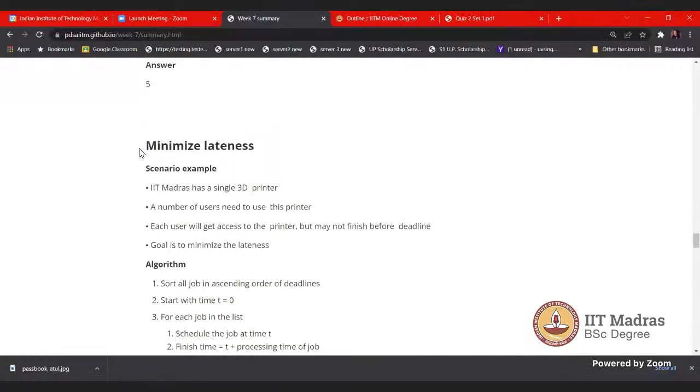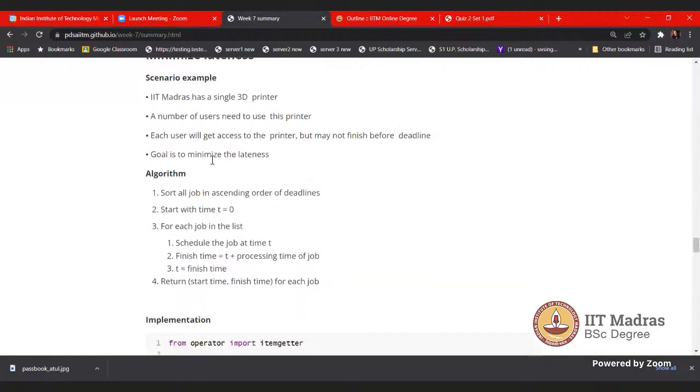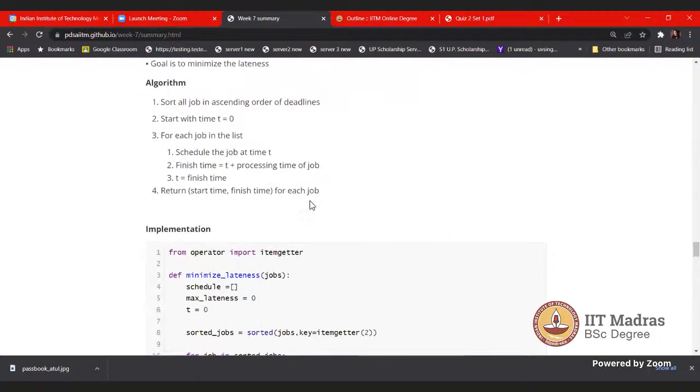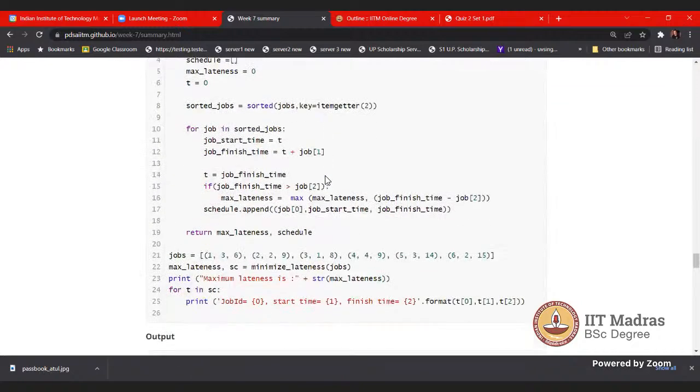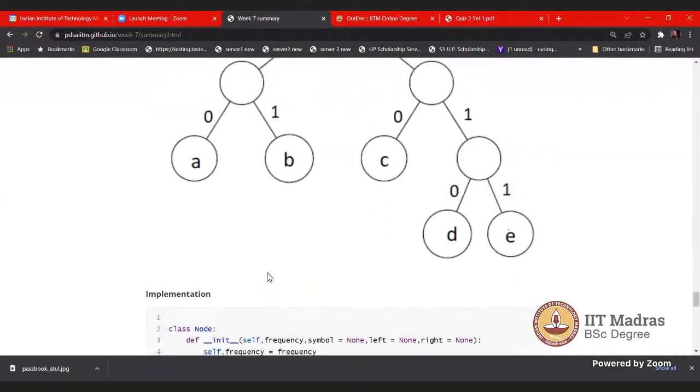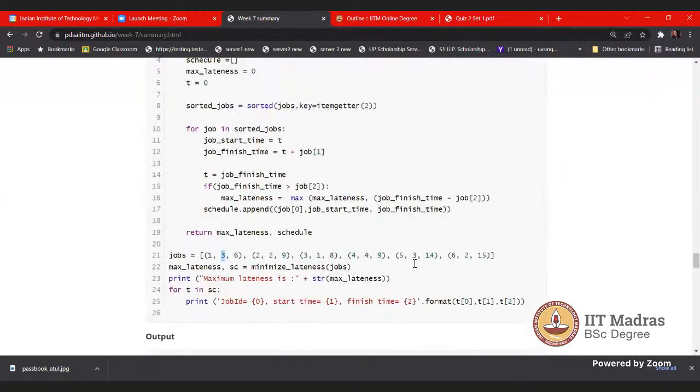So a similar problem: minimize lateness. Okay, so this is also a similar problem where the algorithm is a little different. So here we sort all jobs. This is the algorithm actually given. Sort all jobs in ascending order of deadline. So in this problem, two values are given. First value is the time taken. So this is the example.